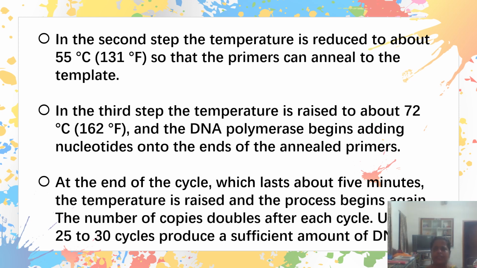In the second step, the temperature is reduced to about 55 degrees centigrade so that the primers can anneal to the template. In the third step, the temperature is raised to about 72 degrees centigrade and the DNA polymerase begins adding nucleotides onto the ends of the annealed primer. At the end of the cycle, which lasts about 5 minutes, the temperature is raised and the process begins again. The number of copies doubles after each cycle, and 25 to 30 cycles produce a sufficient amount of DNA.